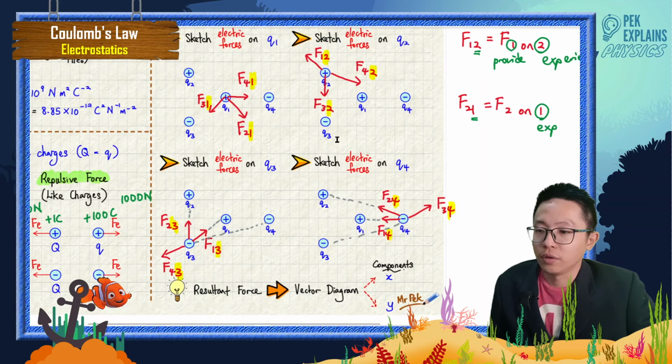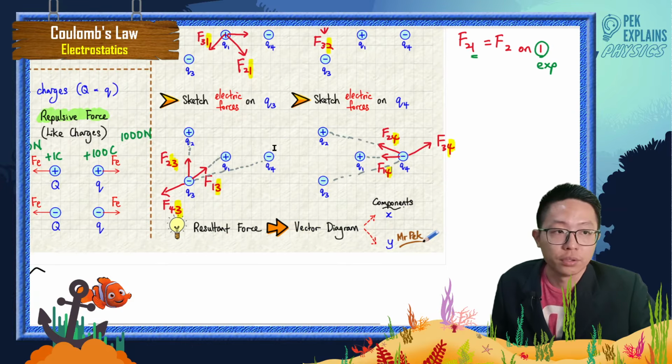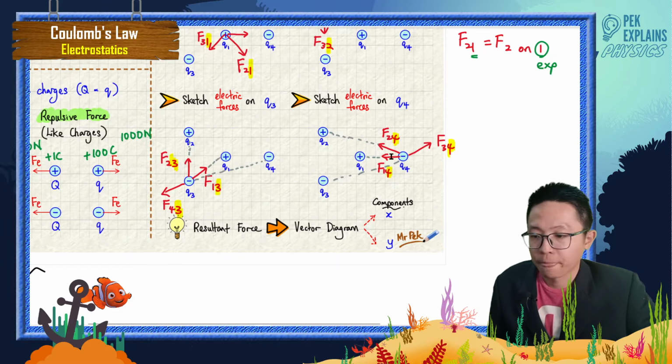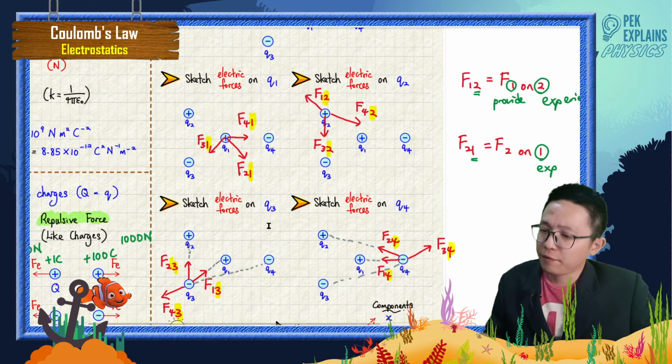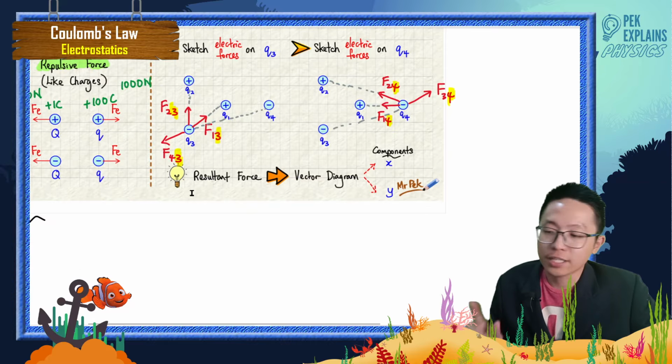If the question says draw the force on Q1, you just draw all the forces on Q1. Don't draw the force on other charges. On Q2, just draw the force on Q2. On Q3, just on Q3. Q4, just on Q4. Now, after the question asks you to sketch all these forces, the last question should ask you to find the resultant force.